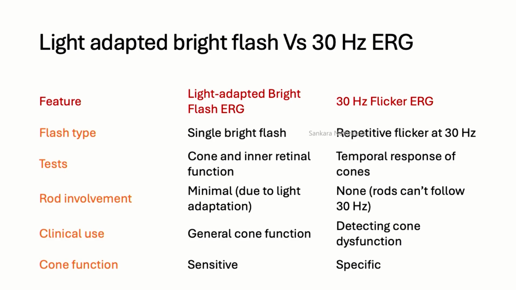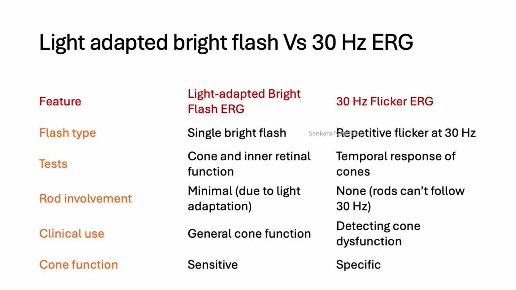But this is what I told you about 30 Hz versus bright flash in a light adapted state. This is a single bright flash. This is a repetitive flicker at 30 Hz. This tests the cone and inner retinal function, while this is a temporal response of the cones, how the cones respond to serial stimuli, because cones are far more sensitive to this than rods. So at 30 Hz, the rod is just unable to tackle a repeated flicker.